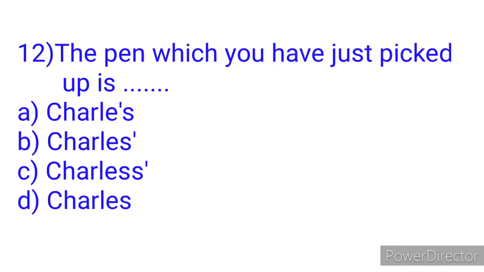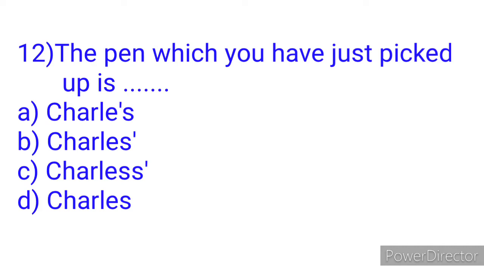Question 12. The pen which I've just picked up is dash. You have option A, Charles's, B, Charles', C, Charless', and D, Charles. Now notice the difference. In option A, we have apostrophe before S. In B, we have S before apostrophe. In C, we have double S before apostrophe. And in D, we have S without apostrophe.